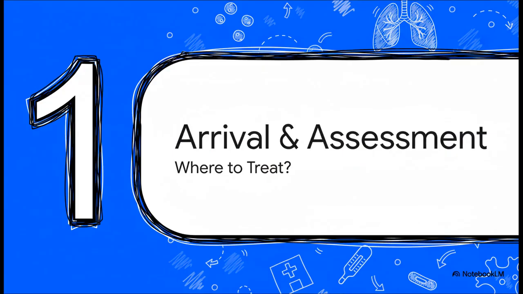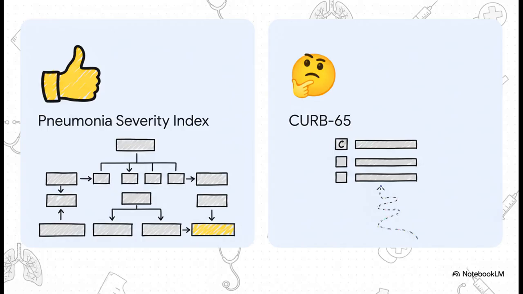So, that brings us to the very first fork in the road: arrival and assessment. And really, the most critical question right off the bat is, where does this patient belong? Can they go home? Do they need the medical ward? Or are they sick enough for the ICU? To help make that call, we've got a couple of tools. The big one, the one we really prefer, is the Pneumonia Severity Index, or PSI. It's been properly validated and shown to be safe and effective for making this exact decision.